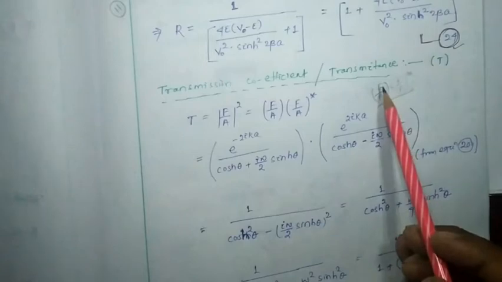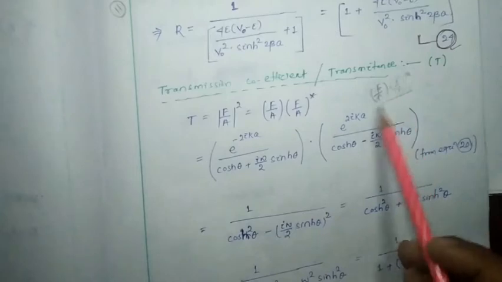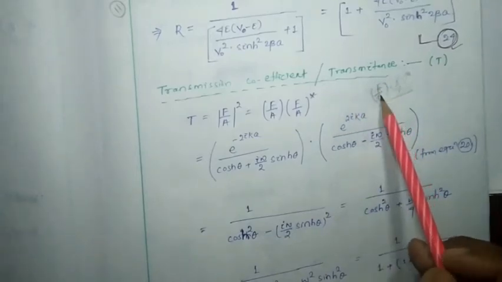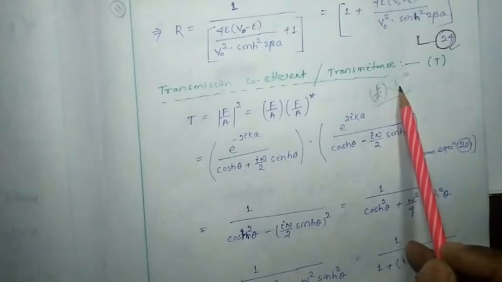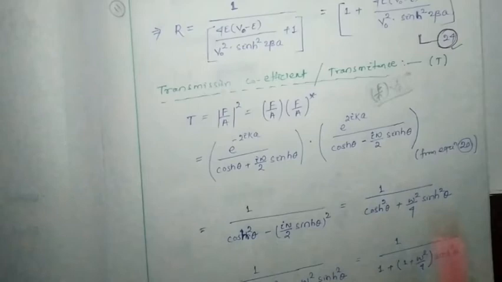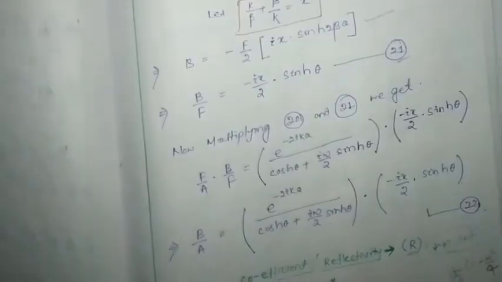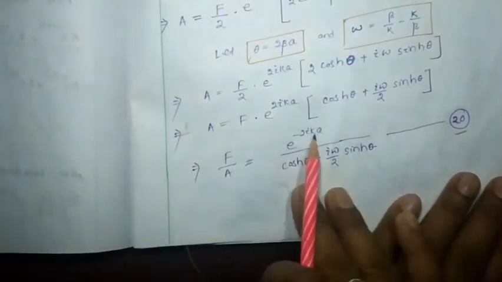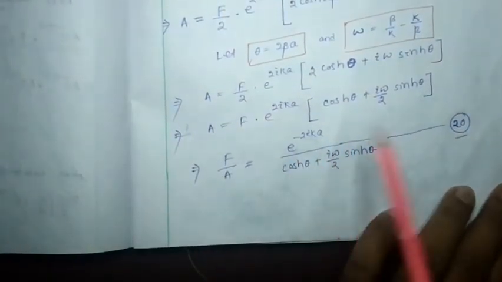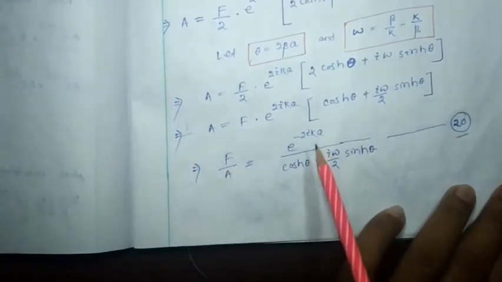Okay, that means f by a is the amplitude of the transmitted wave, so its density will be the amplitude into the complex conjugate of that amplitude, that is f by a into the complex conjugate of f by a. Already we found the f by a value in equation number 20. Now we are going to multiply this by its complex conjugate.